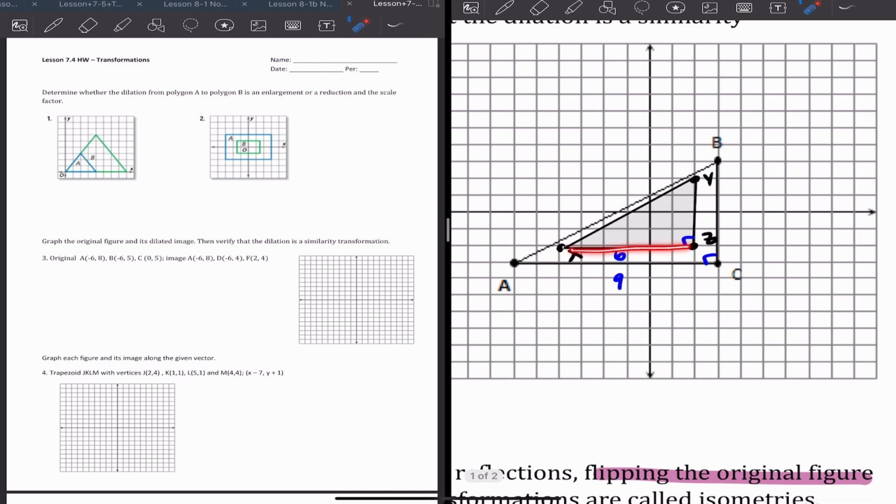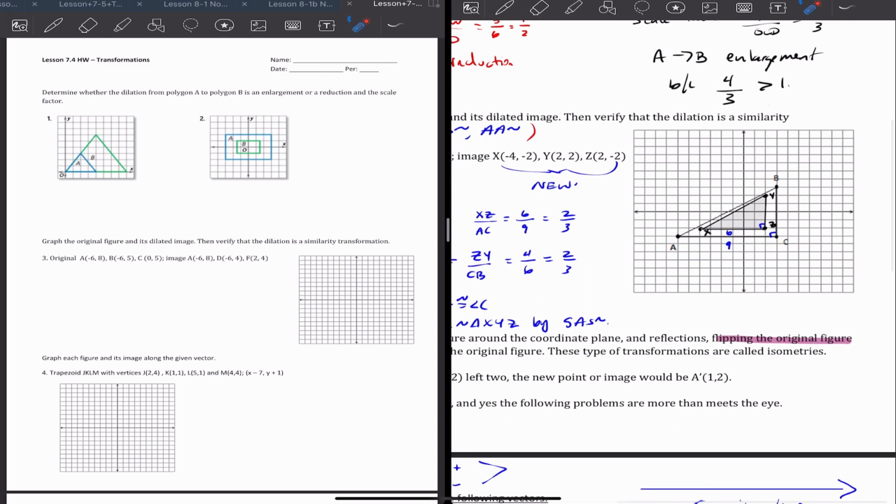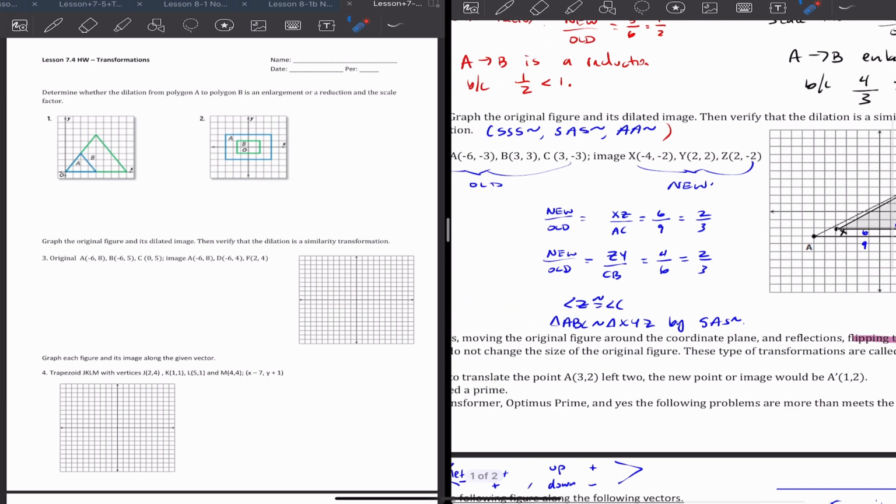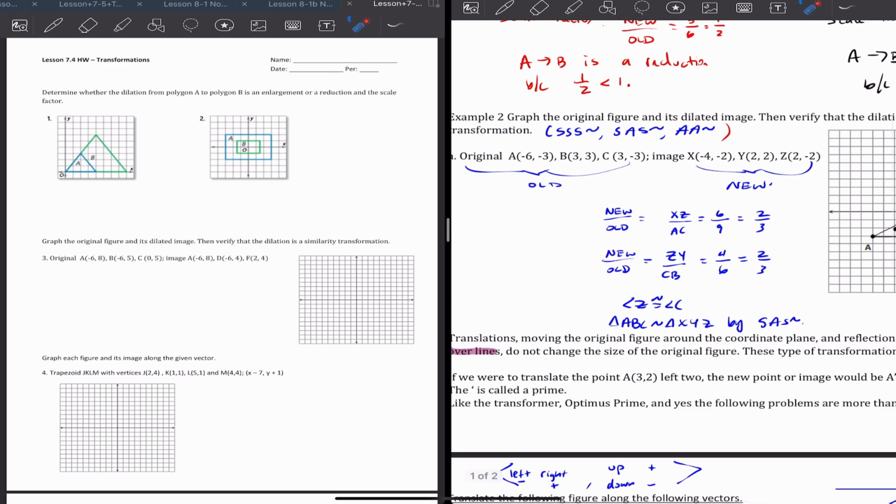Compare two corresponding sides, create a ratio, and do that for the other two corresponding sides. Then compare the two ratios and see if there's something else to prove that those two figures, once you draw them, are similar. Again, side similarity, side-angle similarity, or angle similarity.